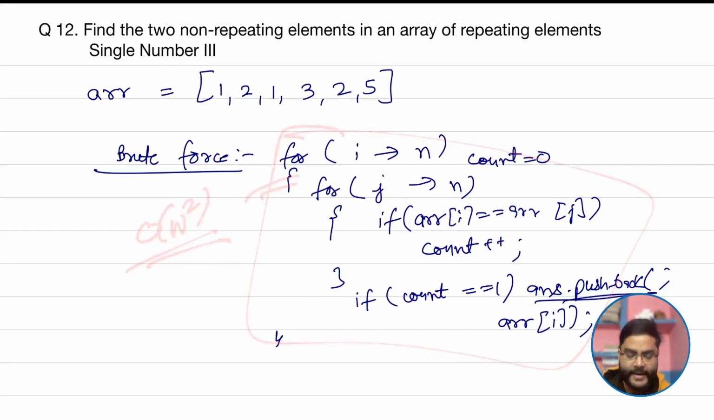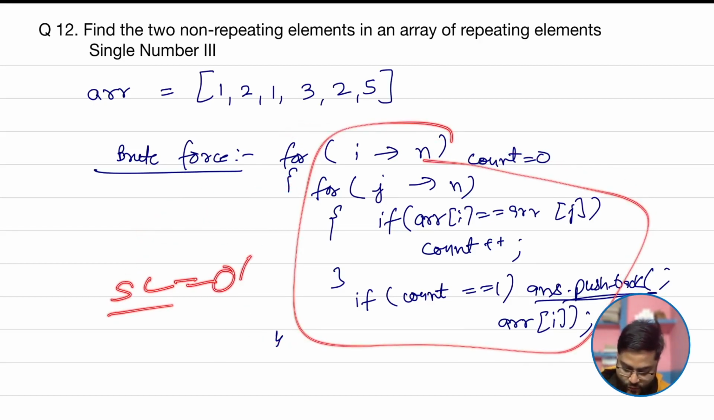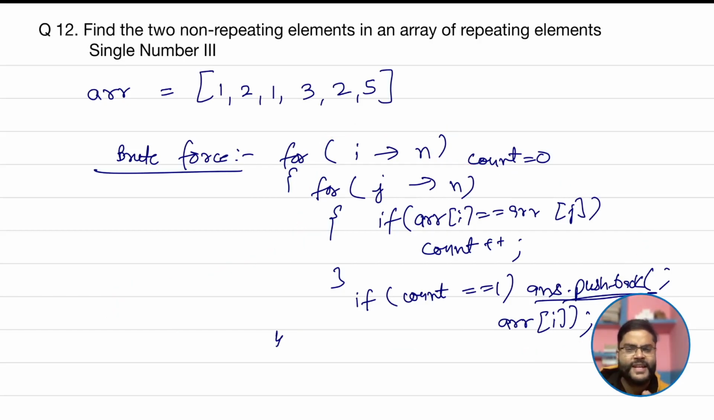And what will my space complexity be? We are not taking any extra space, so it will be order of 1. Okay, so this is the same as the previous problem. If you have covered Single Number 1, then the brute force approach will be the same as the previous problem only. Now how to optimize it?